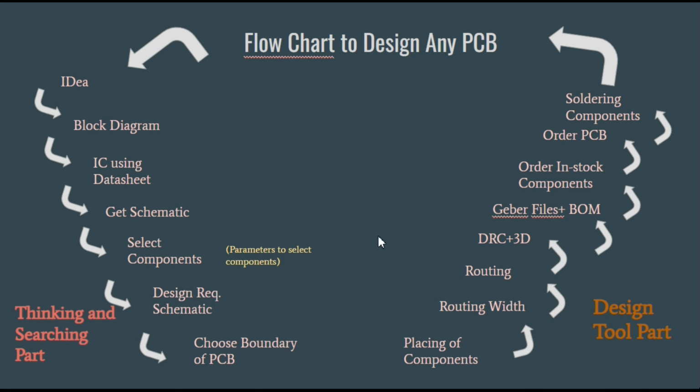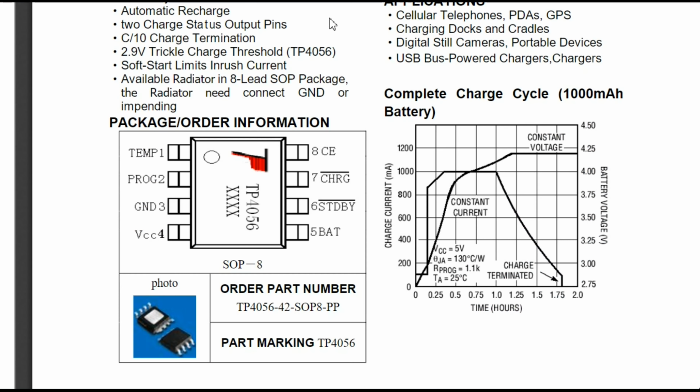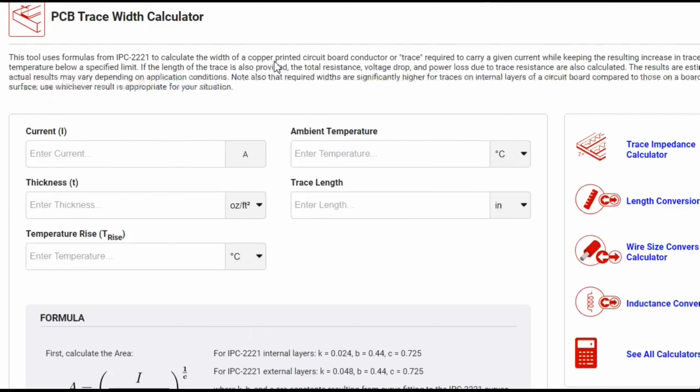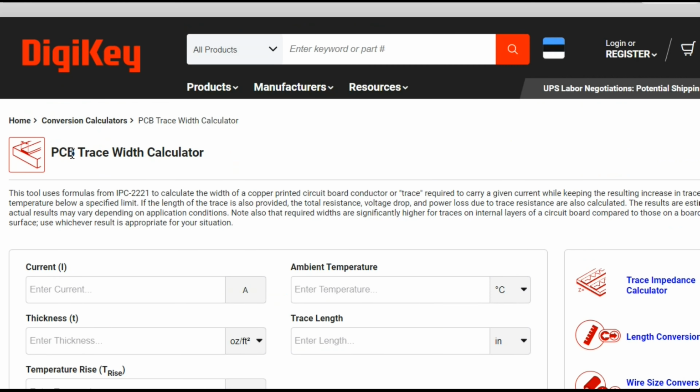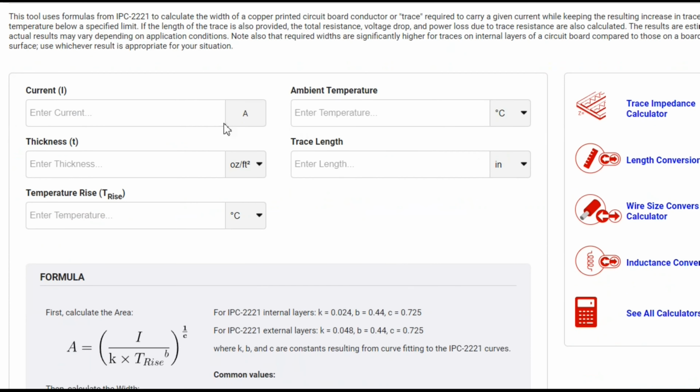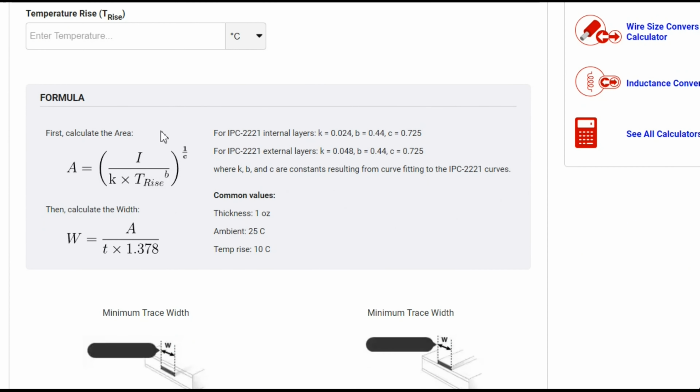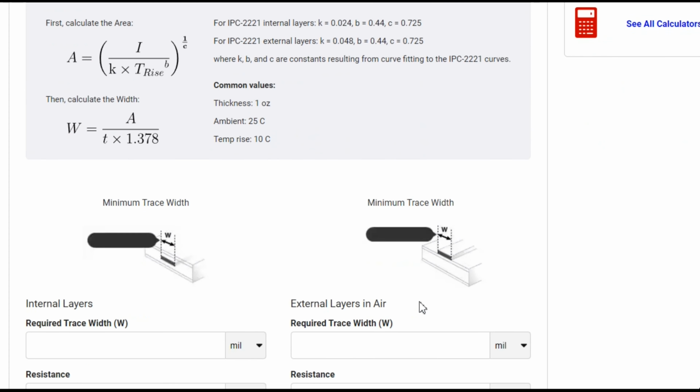It is very important to have a complete understanding about the width of routing. For that purpose, we will use a routing width calculator. This Digi-Key PCB trace width calculator you can see here. We will just put some values here, and with the help of these formulas, this website will give us the required width of our trace for routing.